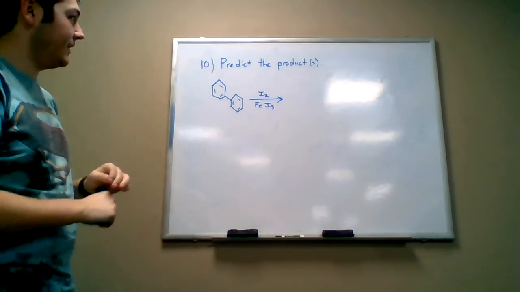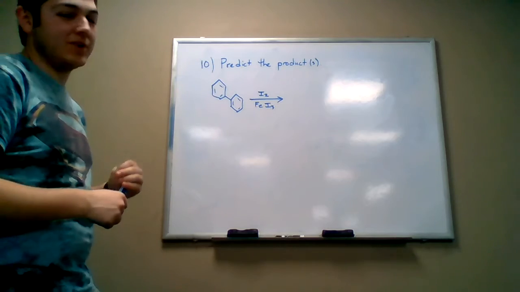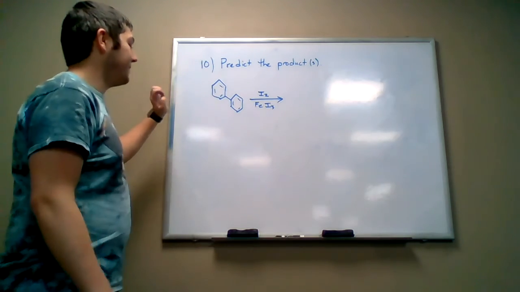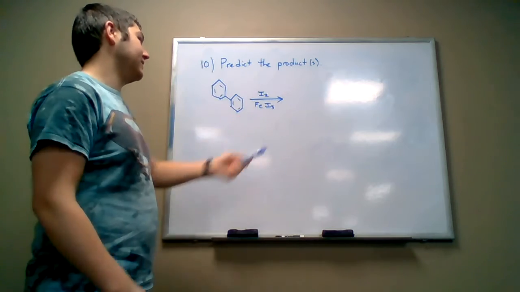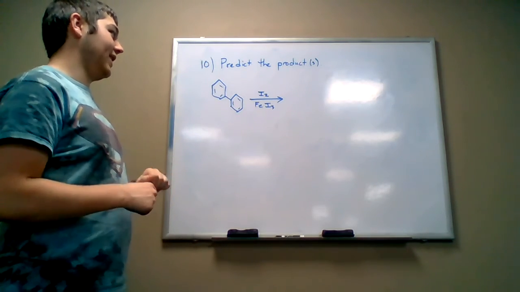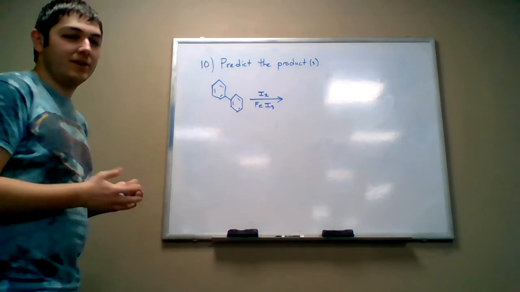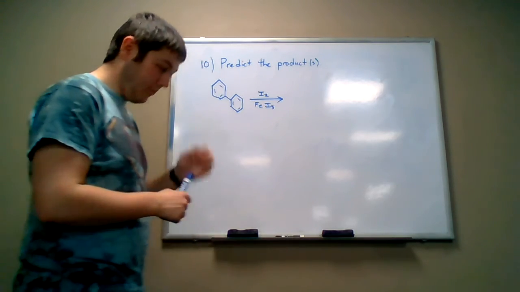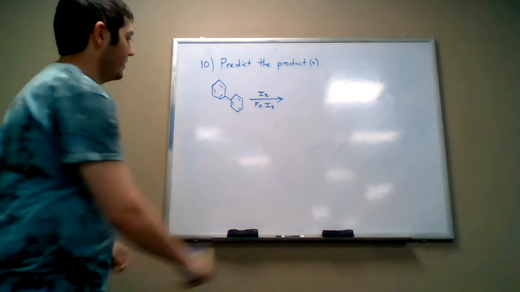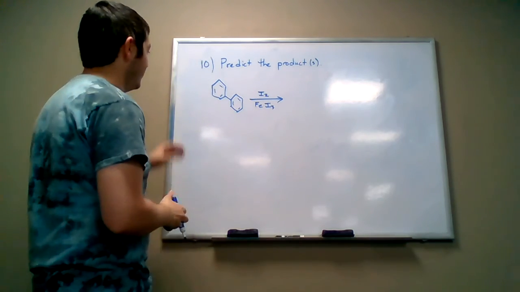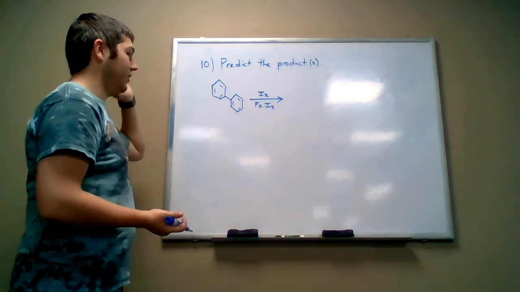All right, so our last problem, problem 10, once again is asking for us to predict the product or products, because there are most likely more than one in this one. All right, so our starting material here is two phenyl groups attached to each other. And then our reactants is I2, so two iodine atoms with FeI3. So this one, we know that phenyl group is an ortho-para director. So we can know that the product is going to have iodine somewhere either in the ortho or para position.